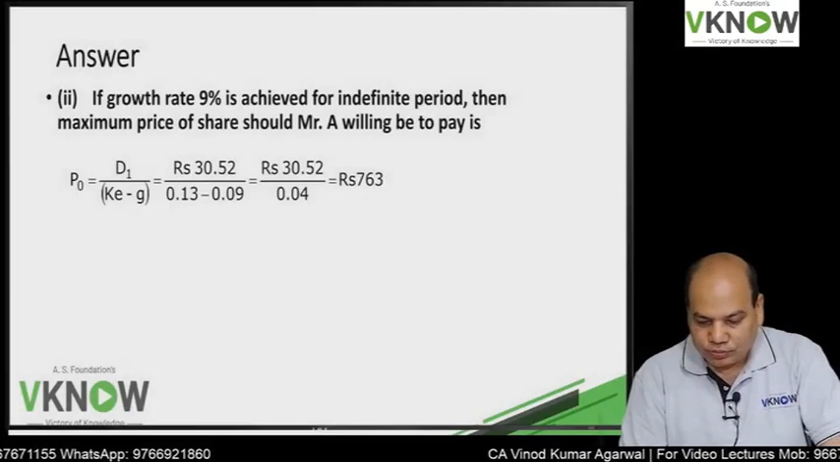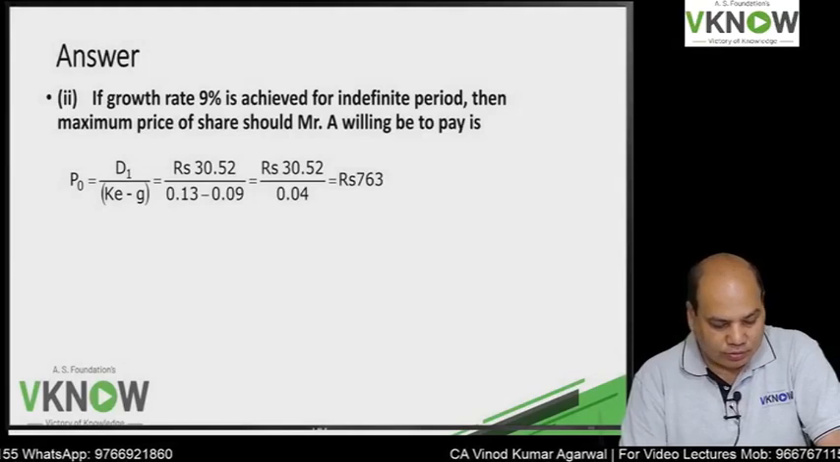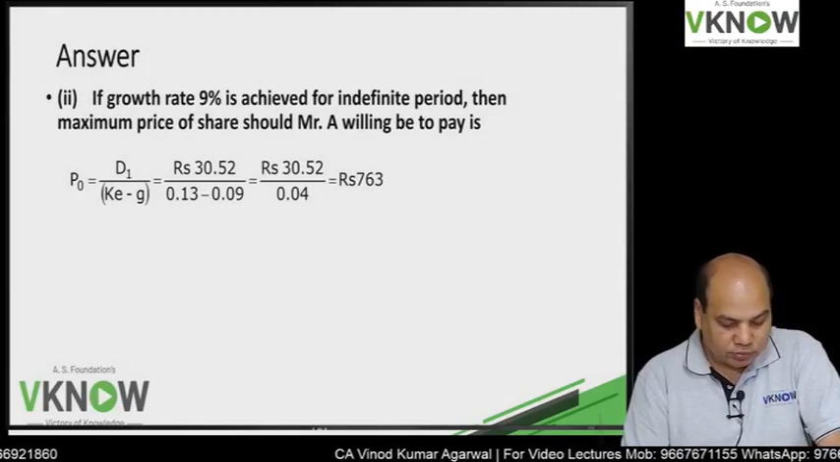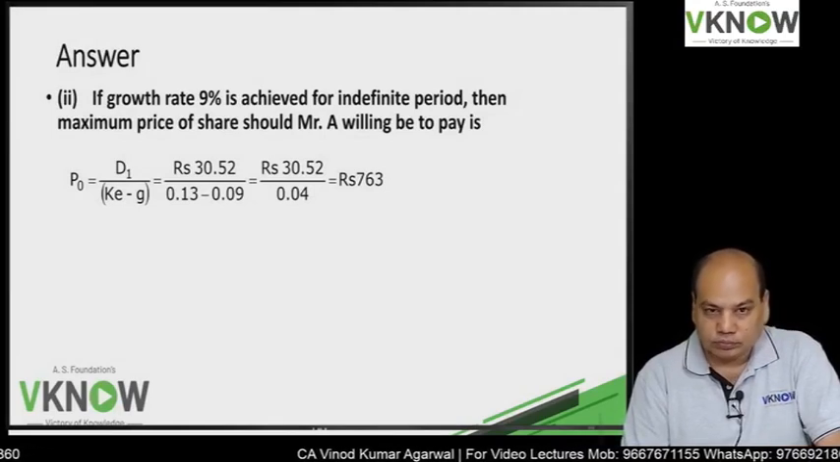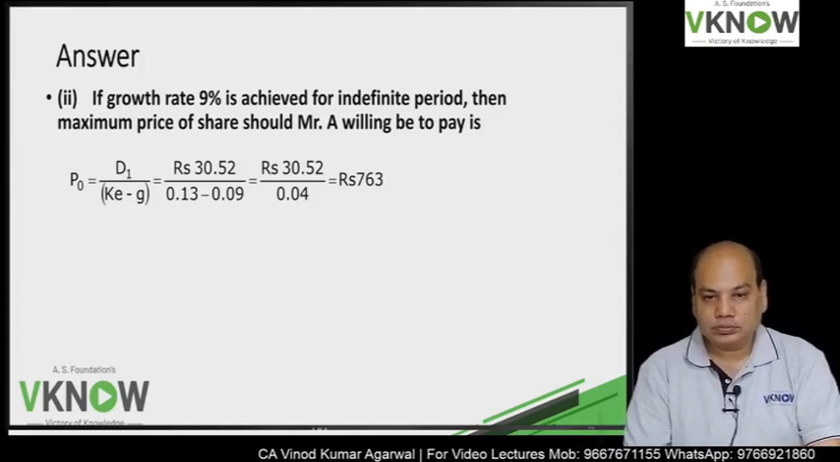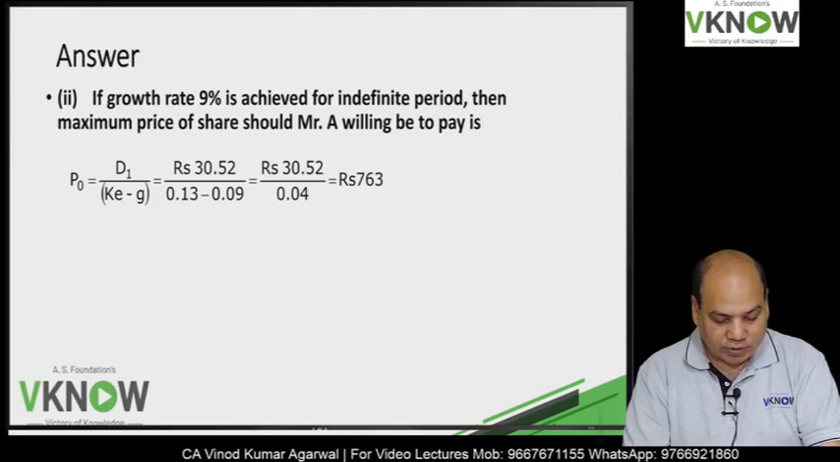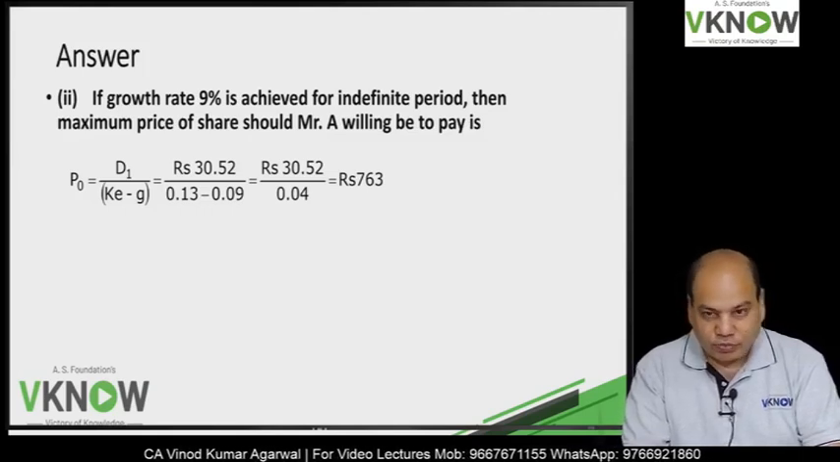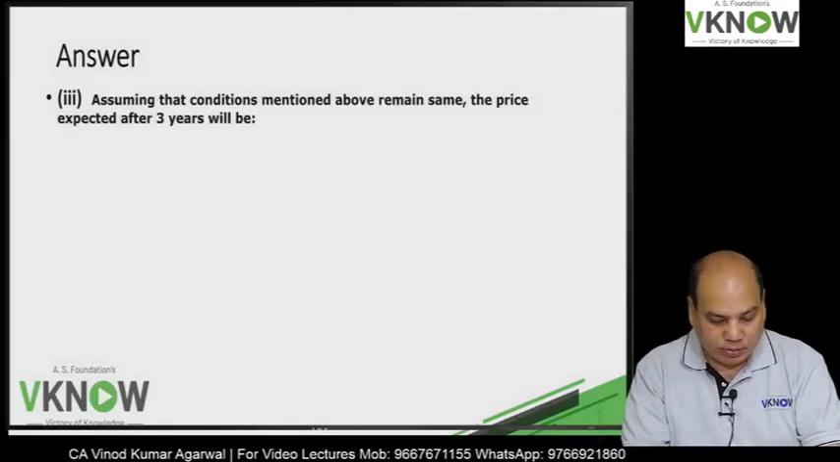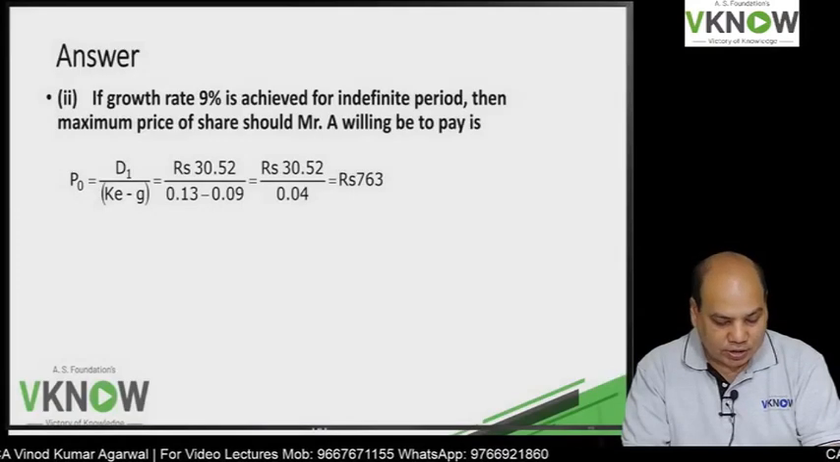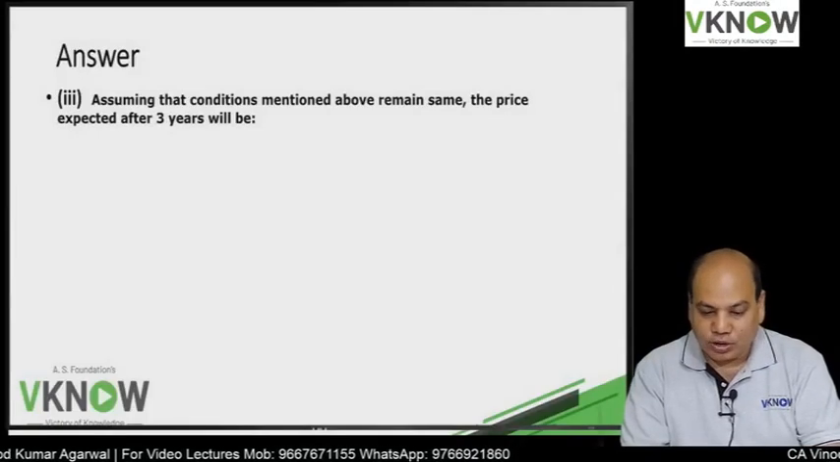So that comes to 30.52 divided by 13% minus 9%. 30.52 already calculated. So write down 763. Once again Rishabh got it right before everybody else. Any query on this? The previous answer was 577.15. The second answer is 763. Now I am going to ask you the third answer.